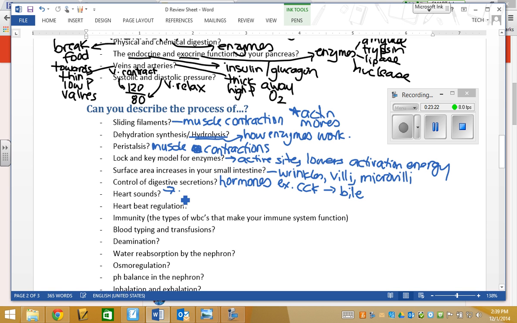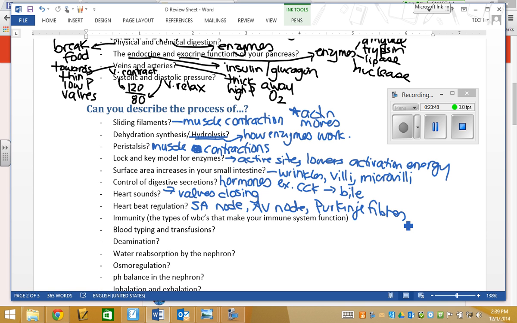Your heart sounds are caused by valves closing in your heart and blood hitting them. Your heartbeat is regulated by the SA node at the top, the AV node in the middle, and the Purkinje fibers that run around both ventricles, kind of in the shape of a V.